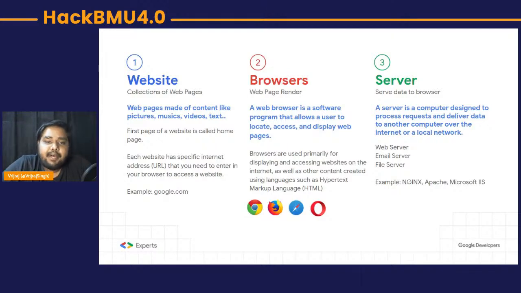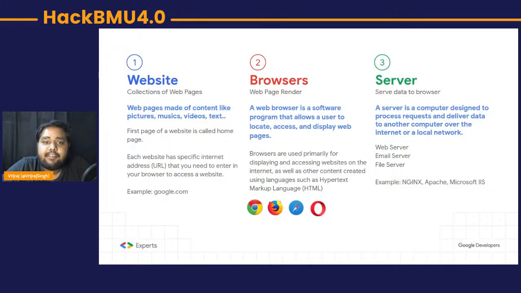In the market we have three types of server. The first is the web server, the second is the email server, and the third is the file server. We use a web server for serving a web page over the network. For example, if you access a website like gmail.com, twitter.com, or google.com, you are requesting a web page from the server for a particular URL. The web server uses a specific protocol called HTTP, hypertext transfer protocol.